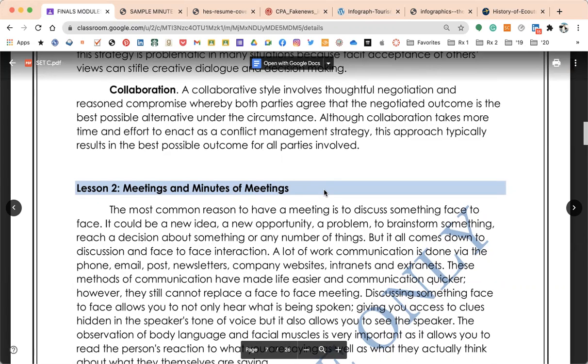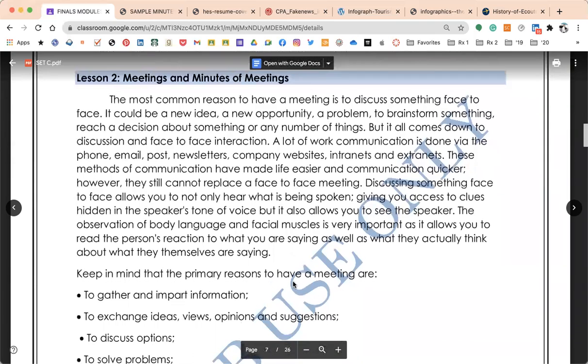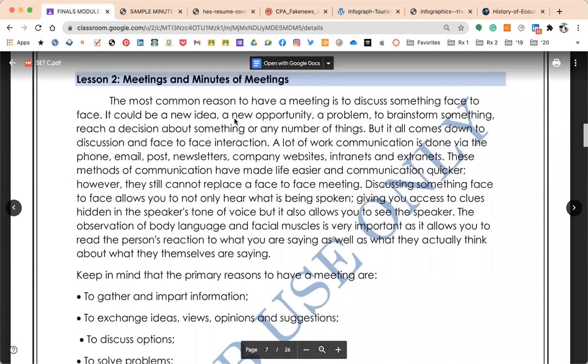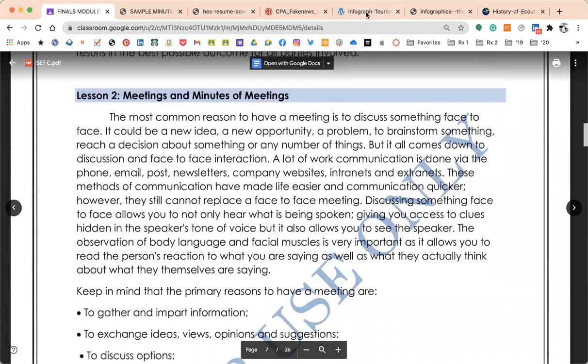You tell each other, December 9 tapos na natin para mag-checkan tayo. By December 9, you check each other's output. Okay na to, ipasa na natin yan. Ito medyo kulang pa, improve pa natin. Meron pa kayong isang araw na extension. So that's a very good example of collaboration. Lesson 2, we will be having meetings and minutes of meeting in the next video.